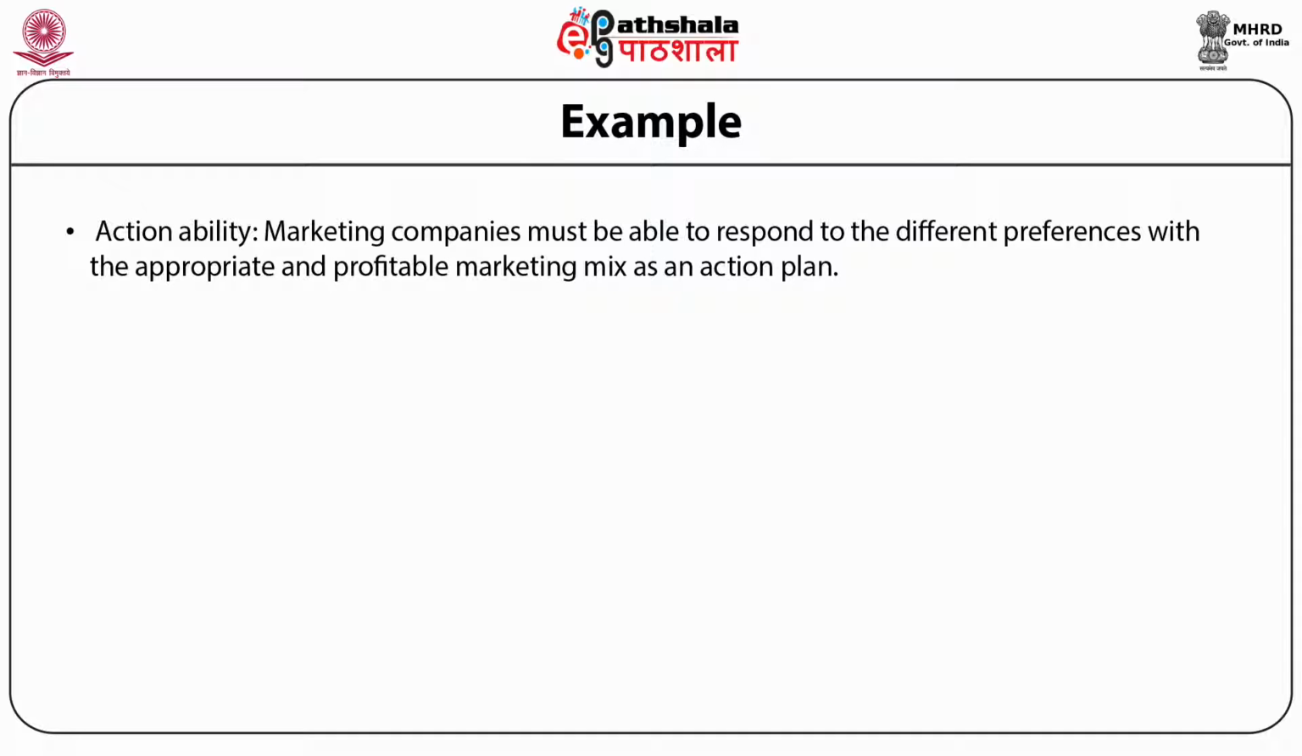Actionability. Another criterion for successful market segmentation is actionability. Marketing companies must be able to respond to the different preferences with an appropriate and profitable marketing mix as an action plan. A profitable marketing mix means that whenever we are making and offering the product, that product should be cost effective, of quality, and available to the customers where they require it. It should also be communicated well in advance to the customers. All the product features and attributes should be known to the customers.